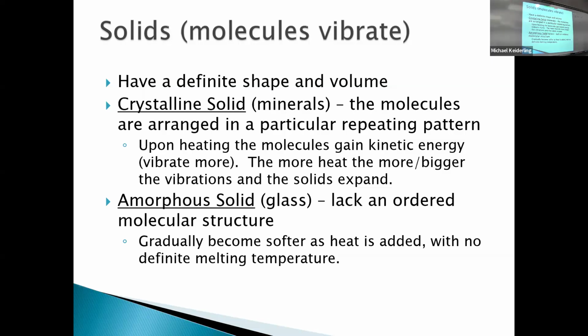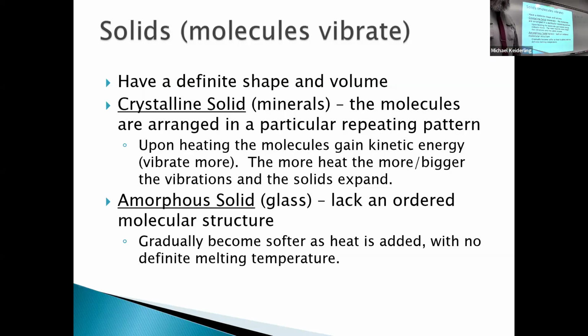Solids come in two types. There are crystalline solids. Most minerals are crystalline solids. So this aluminum is a crystalline solid. This, I think this is iron, is a crystalline solid. Most solids are crystalline solids. The molecules are arranged in a particular repeating pattern. When you heat them up, the molecules will gain kinetic energy. They'll vibrate more. This will cause the solid to expand because it's jiggling more and it stretches everything out. But they have a repeating pattern.